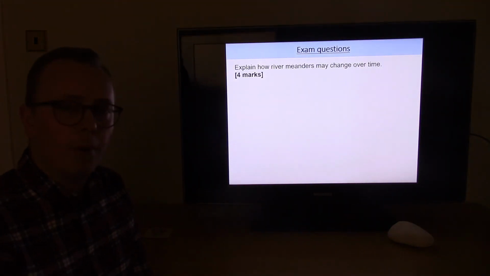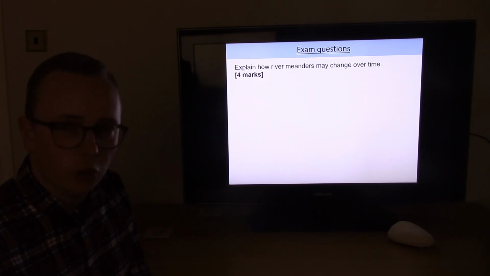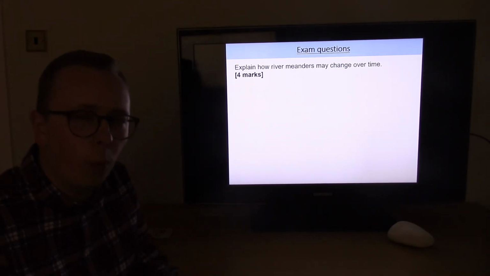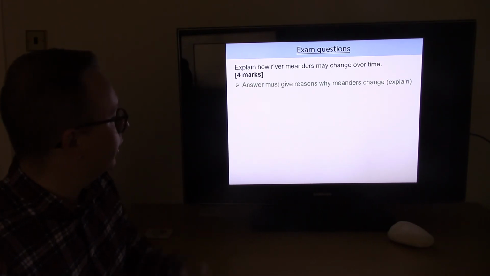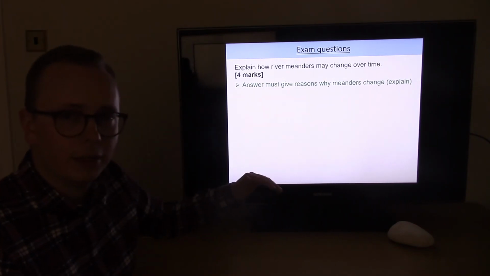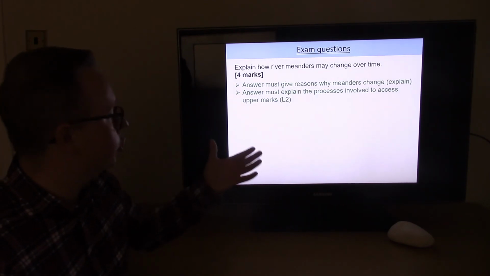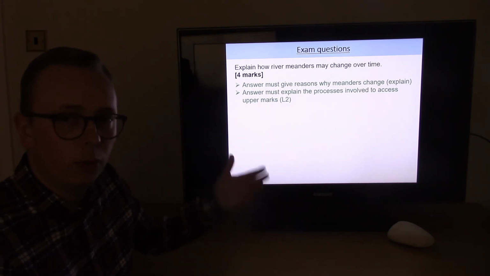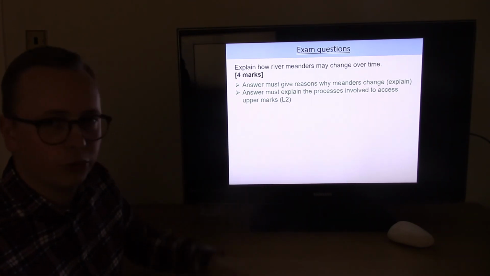And then a 4-mark question. This one says, explain how river meanders may change over time. So they're not strictly asking you how they form or why they form, but how they change over time. Because it's an explain question, your answer needs to give reasons why meanders change. That's the explain part. And as a result of that, you must also explain the processes involved, what erosion processes are involved and where deposition is taking place, if you're going to access the upper marks, level 2, on this question.